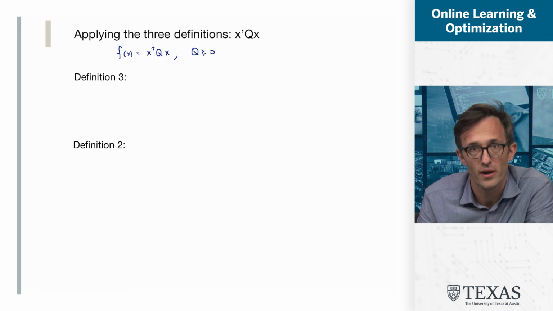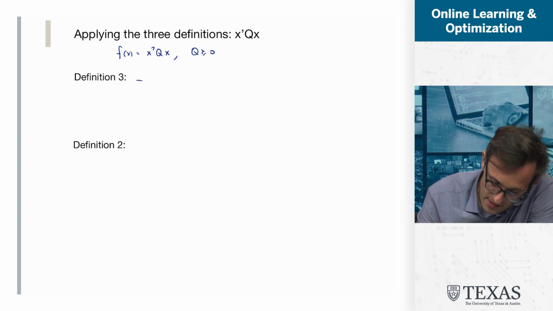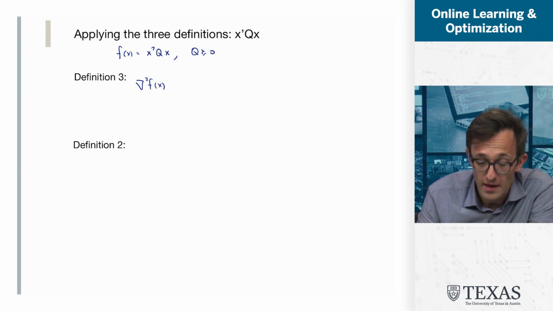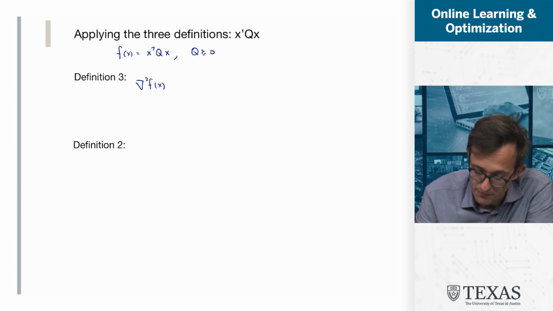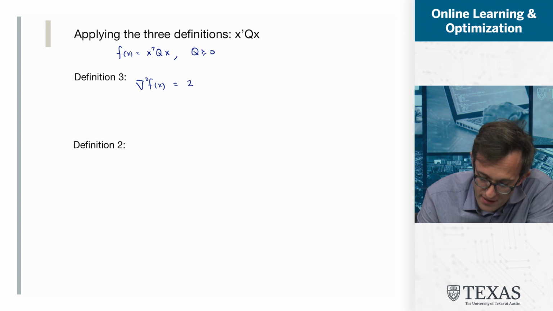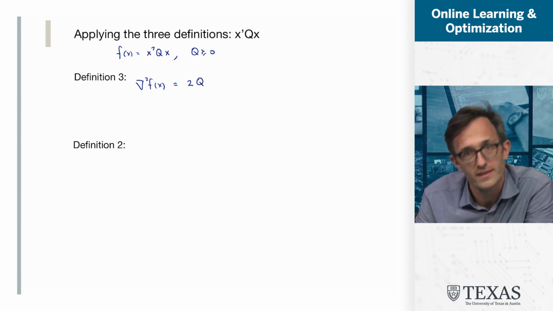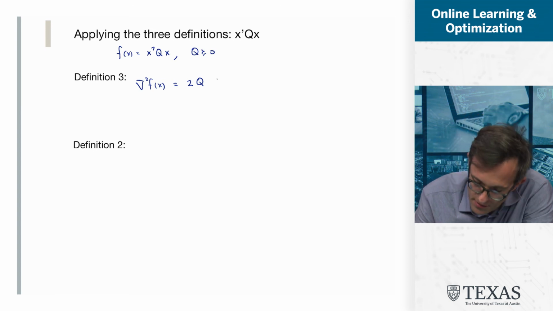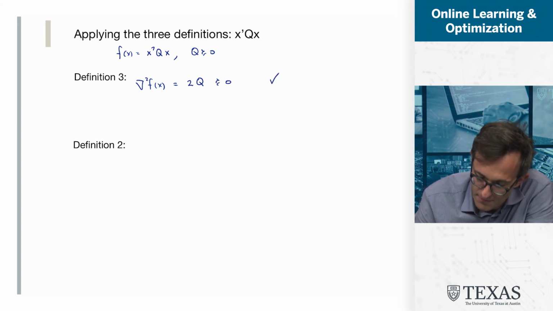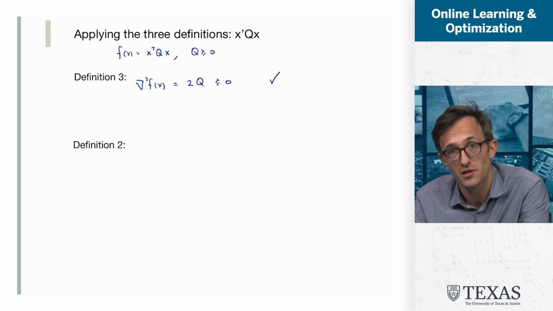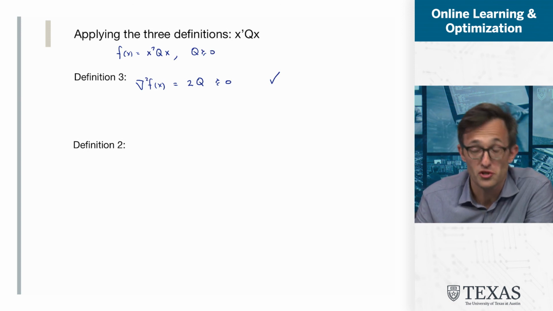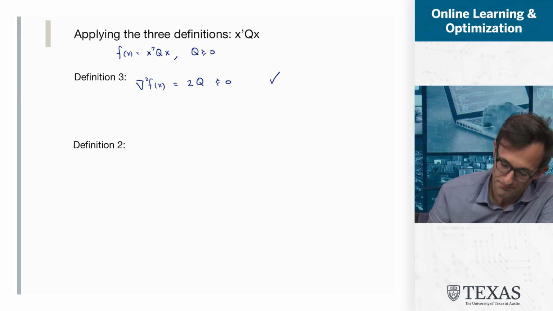But we can see right here that that of course is the case, because in this case the Hessian of f, if you remember from how do we take derivatives of quadratics, is just twice times q. And since q is positive semi-definite, twice times q is positive semi-definite, so this is indeed positive semi-definite. So we've just learned that according to definition 3, the function f of x is convex.